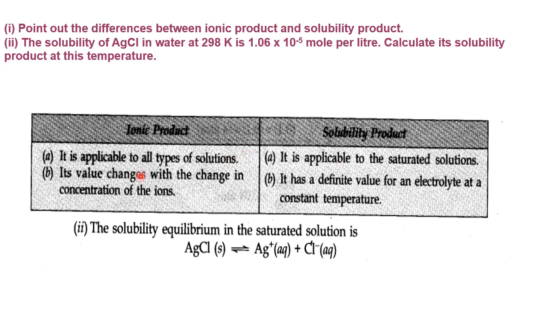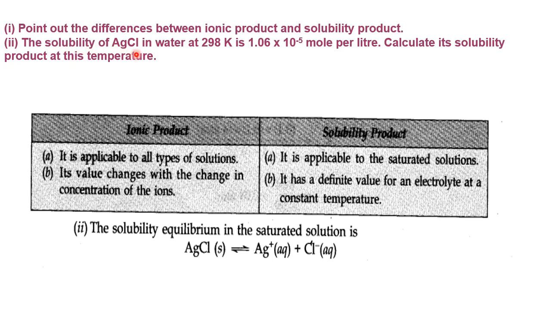So the ionic product is applicable to all types of solutions, but the solubility product is only for saturated solutions. Its value changes with the change in concentration because we don't know at what concentration we are carrying out, so it changes. But here, once it attains the solubility at the saturation level, it will not change. So it has a definite value. Next is what?